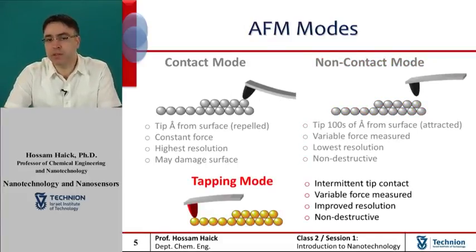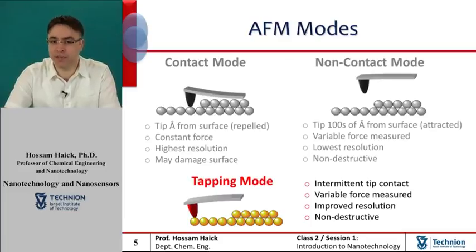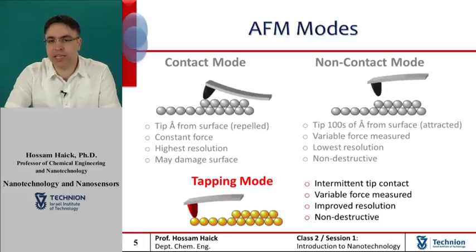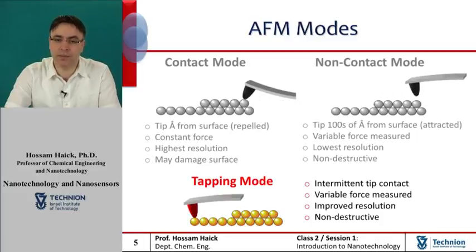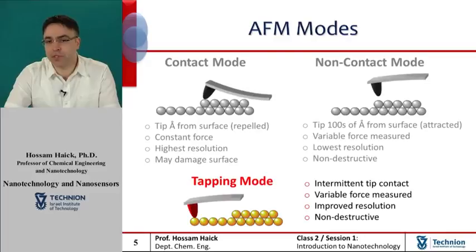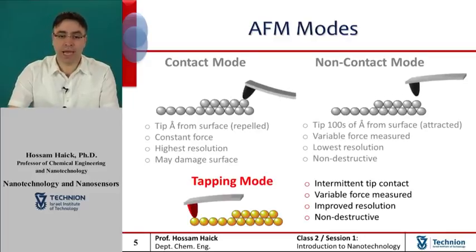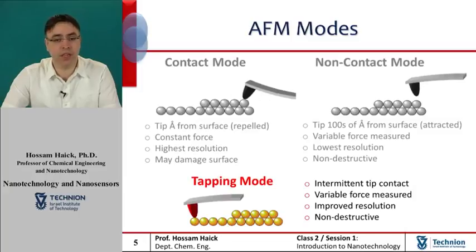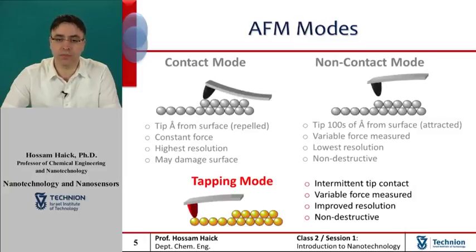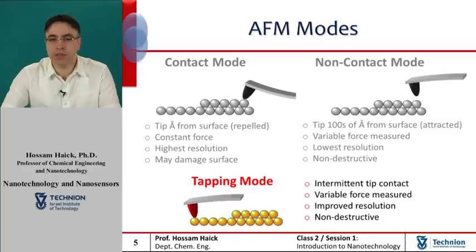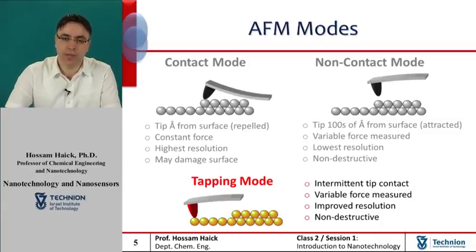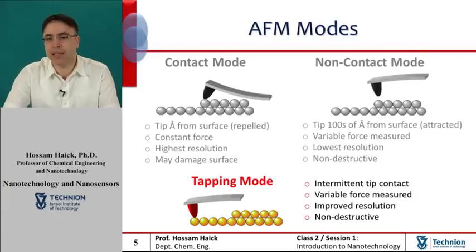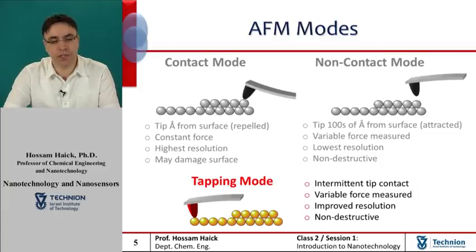An intermediate mode between the contact and non-contact modes is called tapping mode. In this mode of operation, the cantilever is oscillated at its resonant frequency. The probe lightly taps on the sample surface during scanning, contacting the surface at the bottom of its swing. By maintaining constant oscillation amplitude, a constant tip-sample interaction is maintained and an image of the surface is obtained.